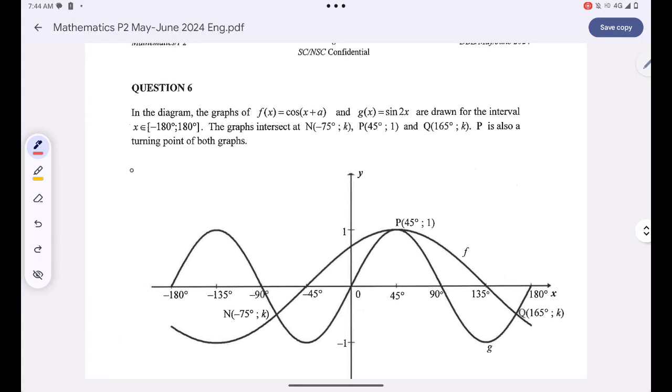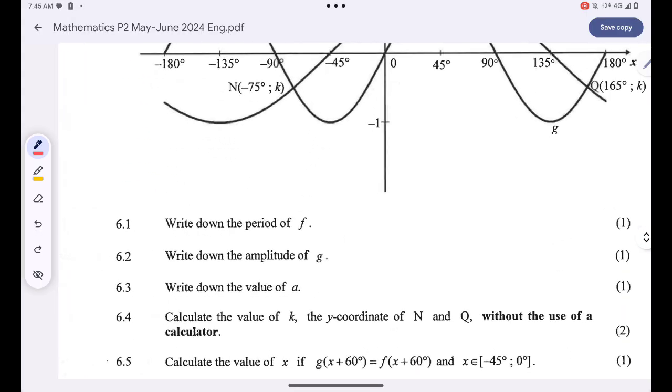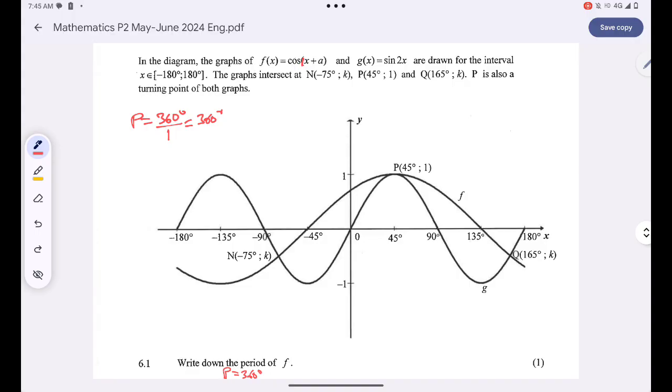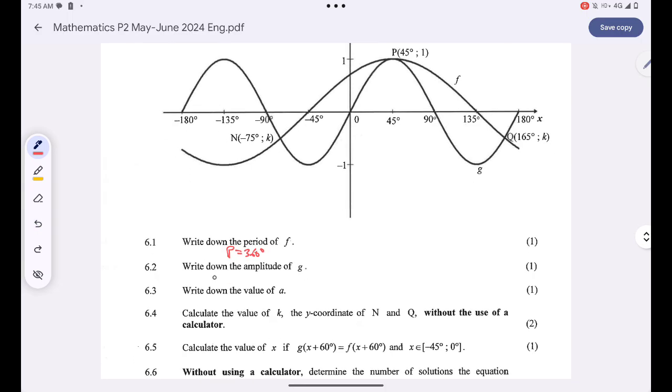Period, guys, is always 360 over the coefficient of x. That's one. So our period is basically 360 degrees. The amplitude of graph g is just the coefficient over there, so our amplitude is basically equal to 1.